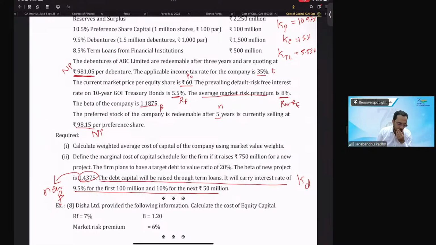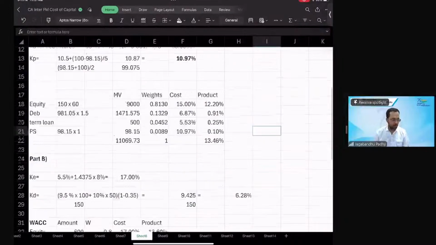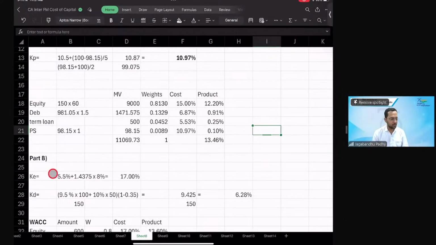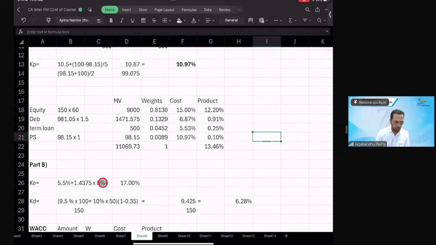What will be the new beta? As per the new beta, the cost of equity will be 5.5% plus 1.4375 into 8%. That will give you the answer as 17%.